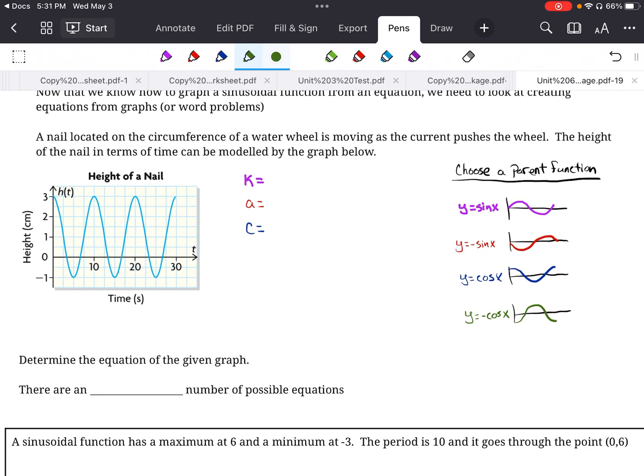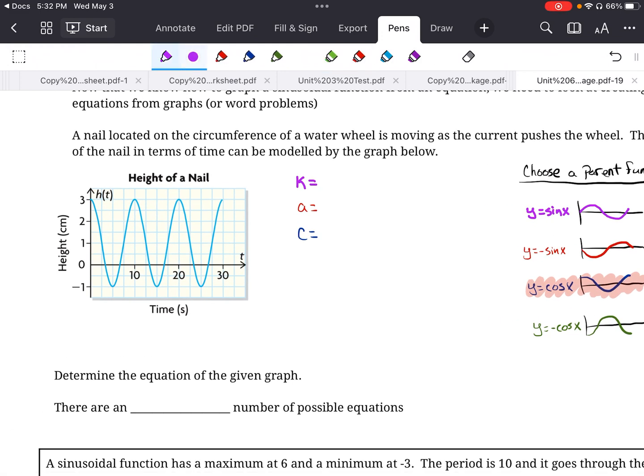Okay, and right away we can see with this function that we're looking at on the graph, it starts at the maximum, so we're going to be using a cos function. It's not always going to start at one of these spots, but you can look, is the maximum or the EOA or the minimum closest to 0? That's the function that you want to use.